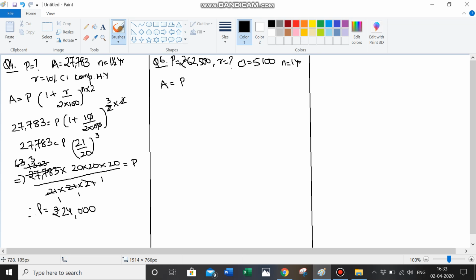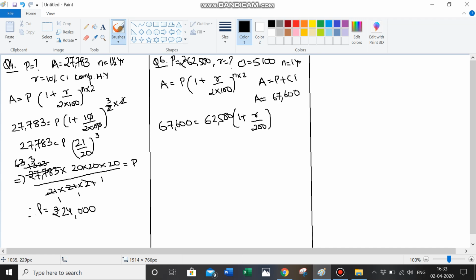I know that my formula is A equal to P times (1 plus R upon 2 into 100) raised to the power N into 2. So let's substitute values. I know P, I know CI. A will be equal to P plus CI, which is 62,500 plus 5,100, that's 67,600. So 67,600 is equal to 62,500 times (1 plus R upon 200) raised to the power N is 1, so 2. Let's take this down, which is divide both sides by 62,500.